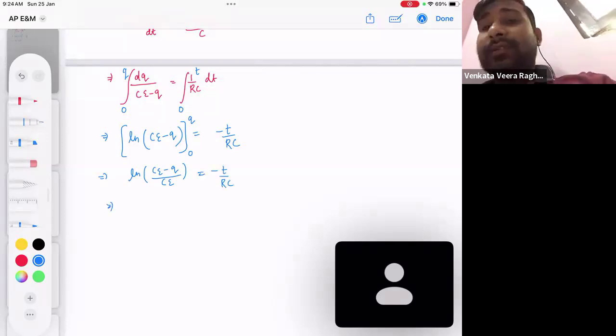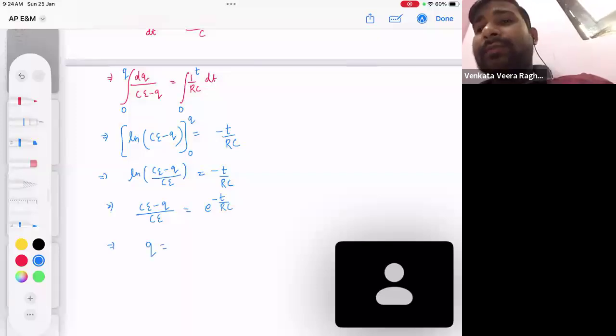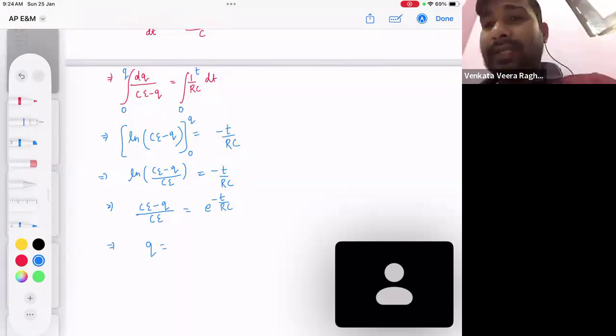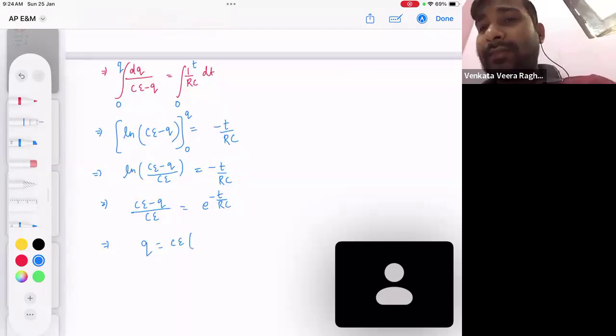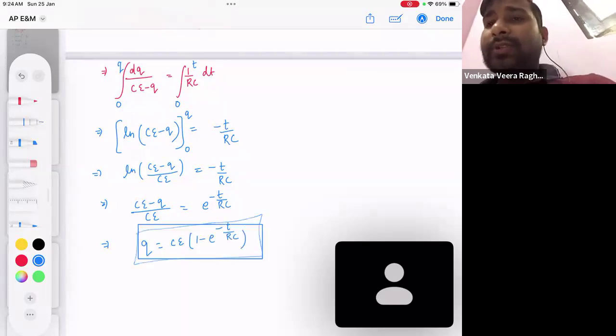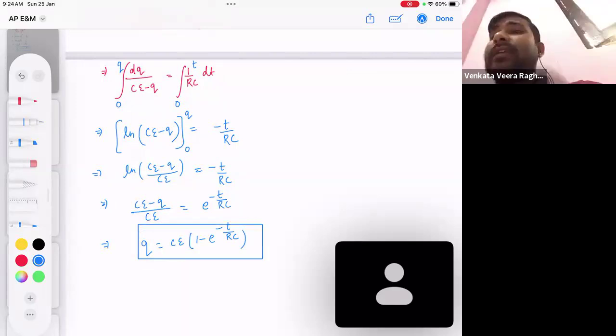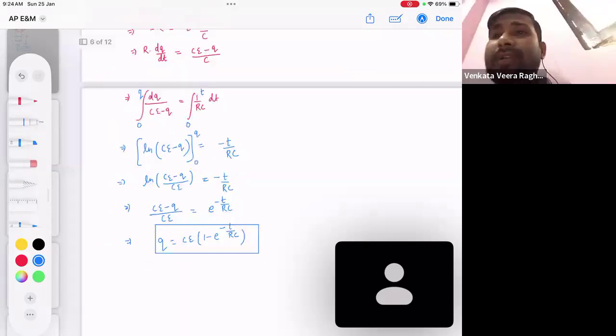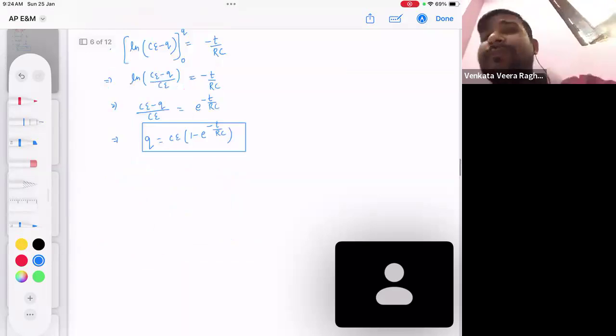If you remove the logarithm, it becomes e to the power. So we have CE minus Q by CE equals e to the power minus t by RC. If you simplify this, I'm just directly writing it: send CE to one side, and the rest to the other side. So it will become Q equals CE into 1 minus e to the power minus t by RC. This is the charge on the capacitor as a function of time. Understood?